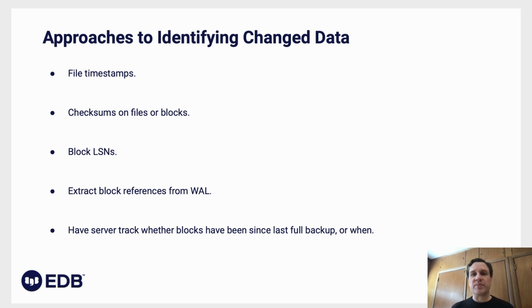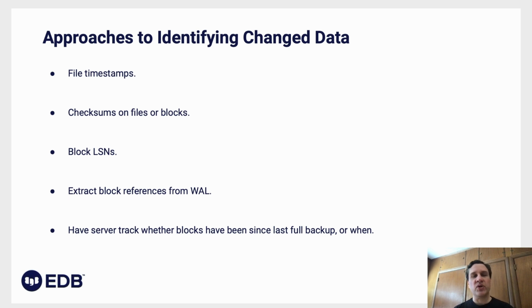A second possible approach is to do checksums. You could checksum entire files, you could checksum individual blocks within files, and you could do that on the running server and also on the previous backup, and you could compare the checksums. And you could say, well, if the checksums match, then I'm not going to include the block or the file in the backup. And if the checksums do not match, then I will include that file or block in the backup. And this is, for example, an approach that has been used very successfully by rsync.